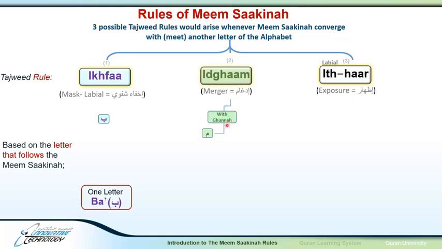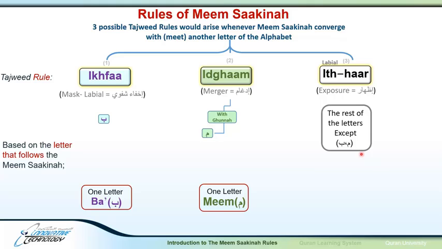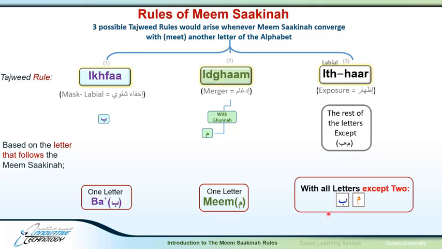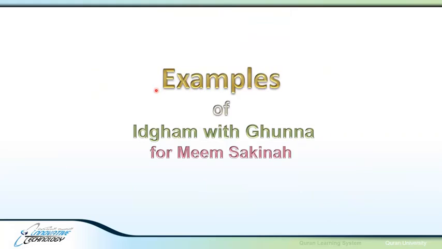Idgham comes with only one letter, which is the Meem, and that idgham is an idgham with ghunnah. So one letter causes the idgham with ghunnah of the Meem Sakinah, which is the letter Meem, while idhar is caused by all the other letters of the alphabet except the Meem and Ba. Let's now take some examples on the idgham with ghunnah for the Meem Sakinah.